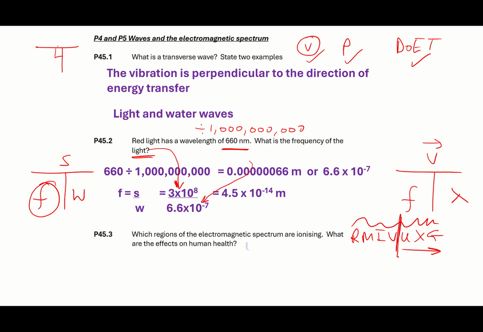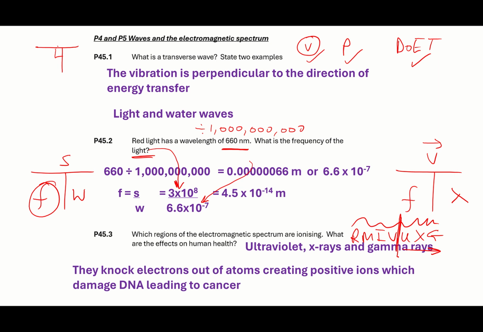And we've just got to turn that into sentences. So ultraviolet, X-rays, and gamma rays are ionizing. And then we've got to explain what they do. So they can knock electrons out of atoms, mark. This creates positive ions, mark, which damage DNA, mark. And this leads to cancer, mark.